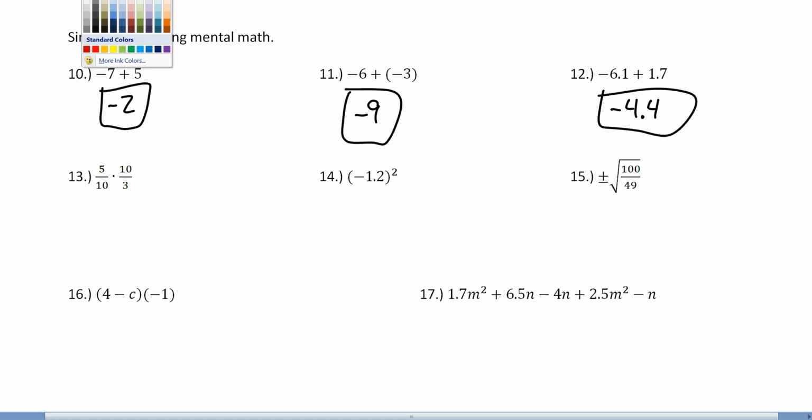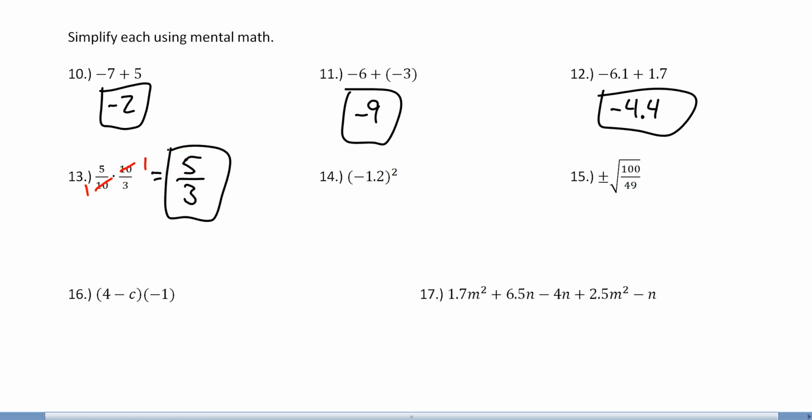This one, whenever we have fractions being multiplied, you can always cross-reduce, so I can reduce the tens to a 1 and a 1. Just like with the same way we reduce fractions. And now I multiply straight across. 5 times 1 is a 5. 1 times 3 is a 3. So it looks like a 5/3.